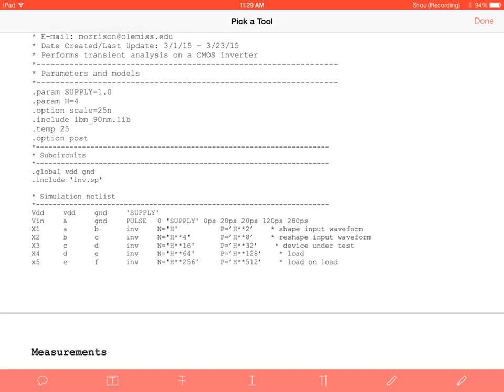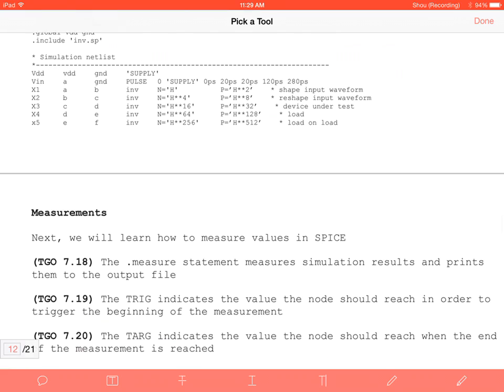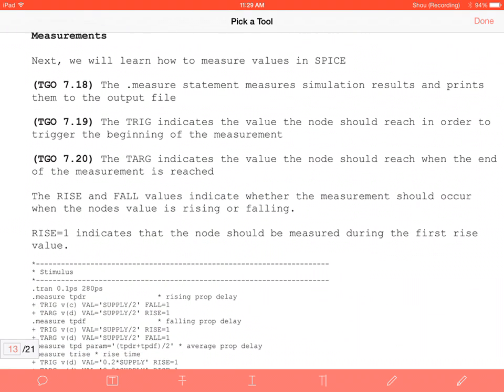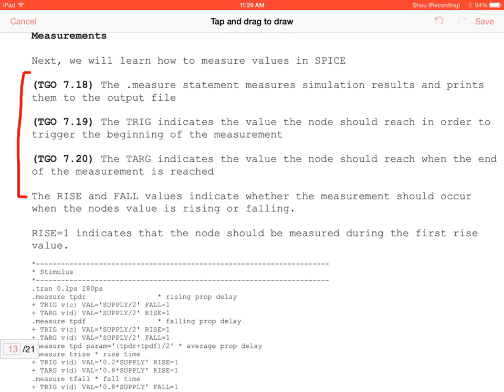We're going to be finding certain measurements, and so we need to know these 3 elements when we're going to do any kind of measurement. First is the dot measure, which should intuitively make sense. The measure formally means it's a statement that measures simulation results and prints them to the output file. So you're going to have dot measure, and then you're going to name it. So let's say we're doing fall time, we can call it TF. TR is T-rise, then propagation delay, TPDF, TPDR, all of those things that we learned back in section 3. Now we're going to use those to actually measure those in an actual circuit.